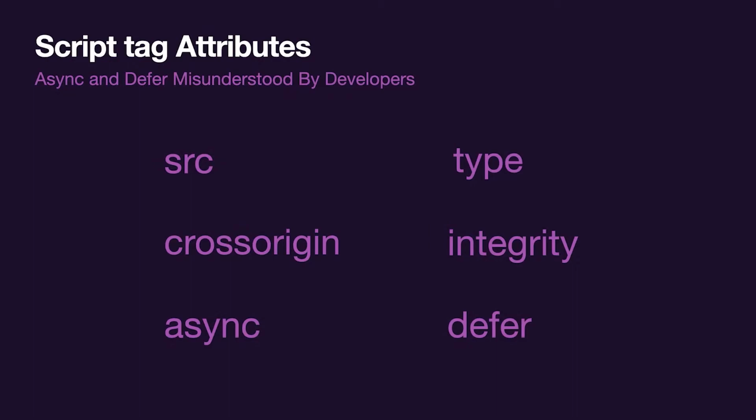There is often much confusion between the attributes of script tag. The confusion is especially centered around 2 attributes, defer and async. But let's look at all the script tag attributes one by one and understand how they impact how the browser treats and loads external JavaScript files.